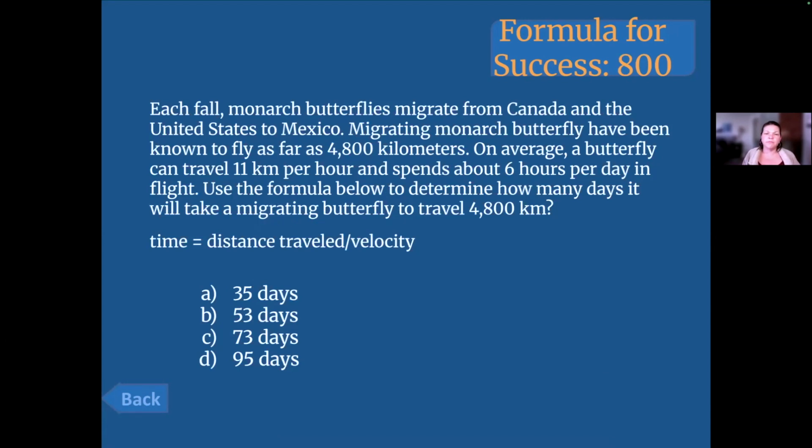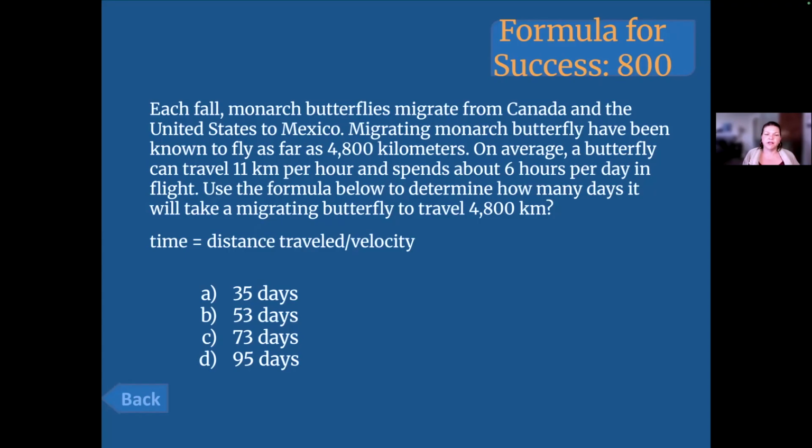Each fall, monarch butterflies migrate from Canada and the United States to Mexico. Migrating monarch butterflies have been known to fly as far as 4,800 kilometers. On average, a butterfly can travel 11 kilometers per hour and spends about 6 hours per day in flight. Whew, lot going on. Use the formula below to determine how many days it will take a migrating butterfly to travel 4,800 kilometers.